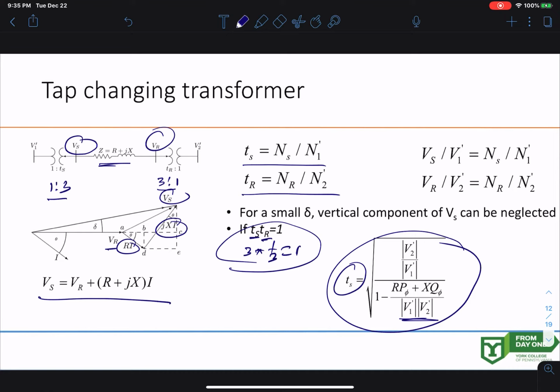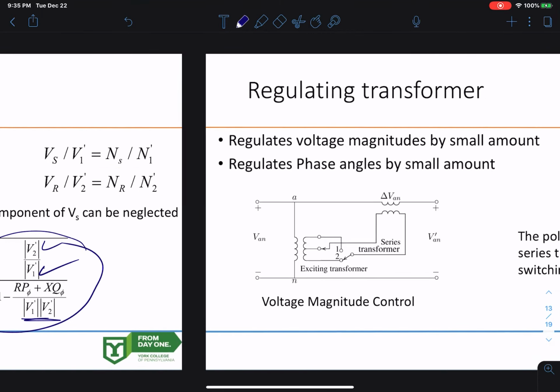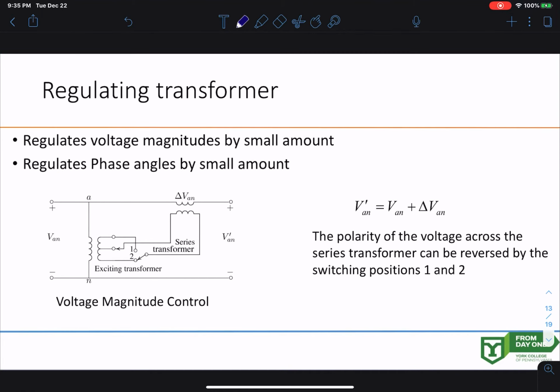Then you can adjust both transformer taps to give you the voltage you wanted. That would be these 2 volts over here. All right. And the regulating transformer, how does it work?